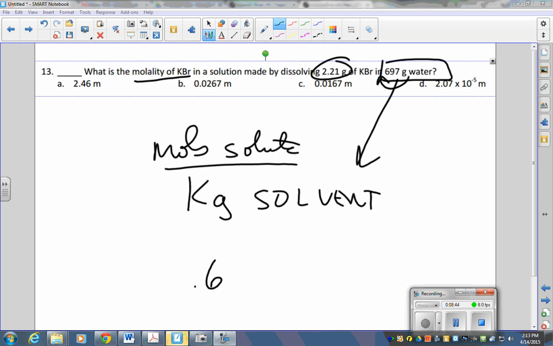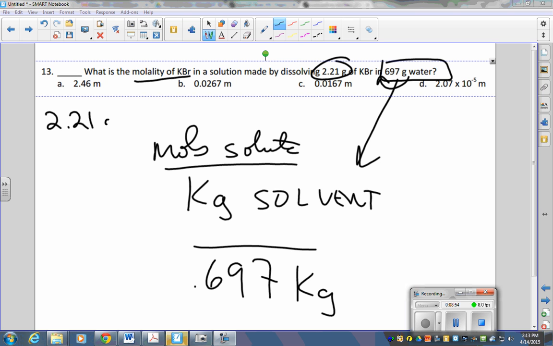I have 0.697 kilograms of solution. I need moles on the top. Problem is I have 2.21 grams of KBr. So the first thing I've got to do is divide by the molar mass of KBr. I take 2.21 divided by, I'm going to round this off, 119 roughly, and I get 0.0186. That is going to be my moles.